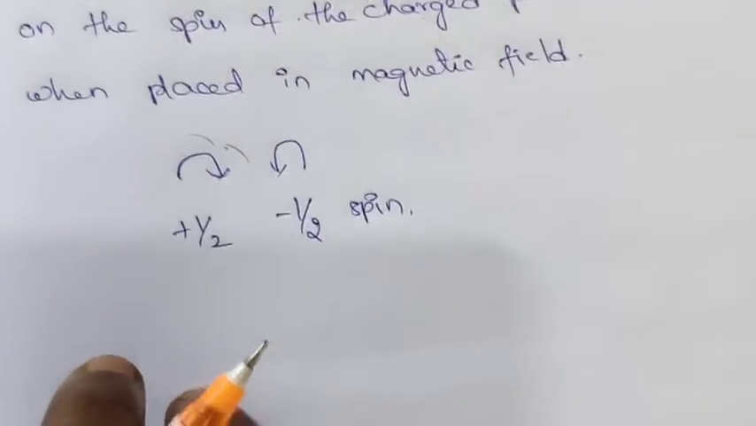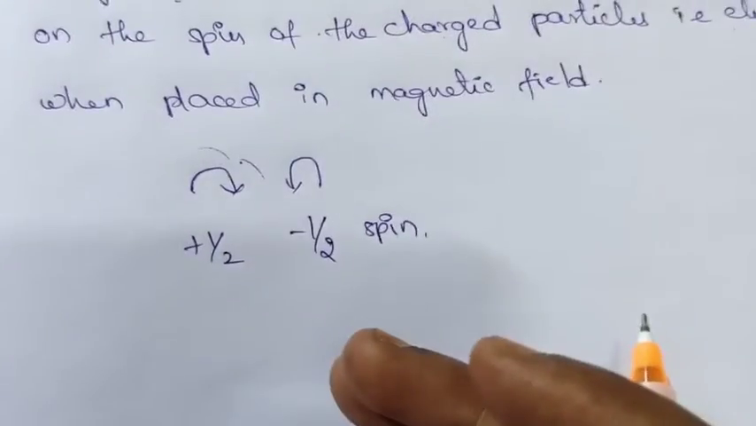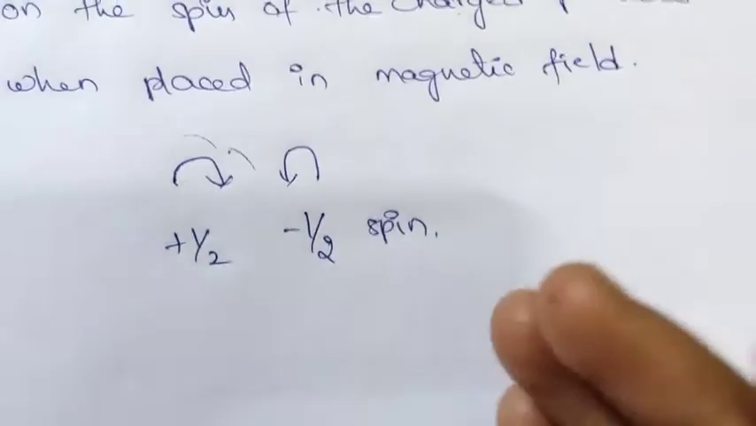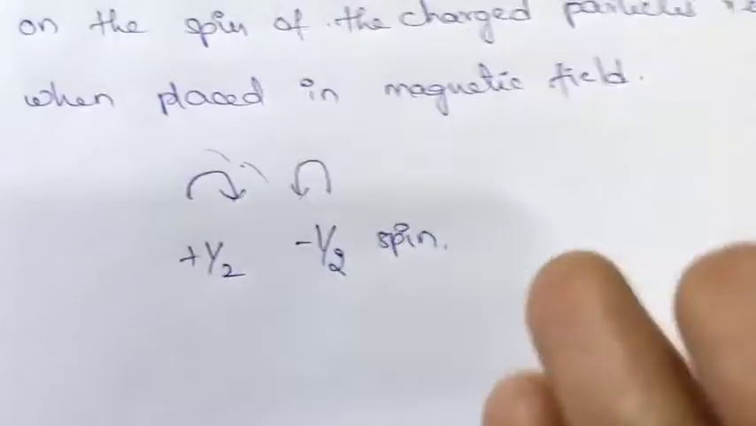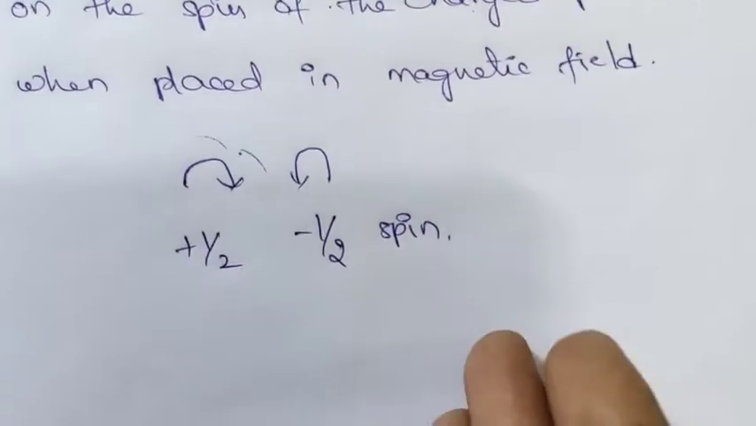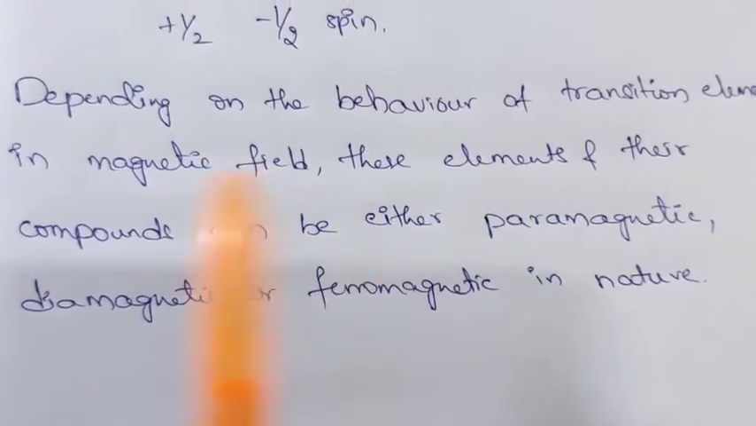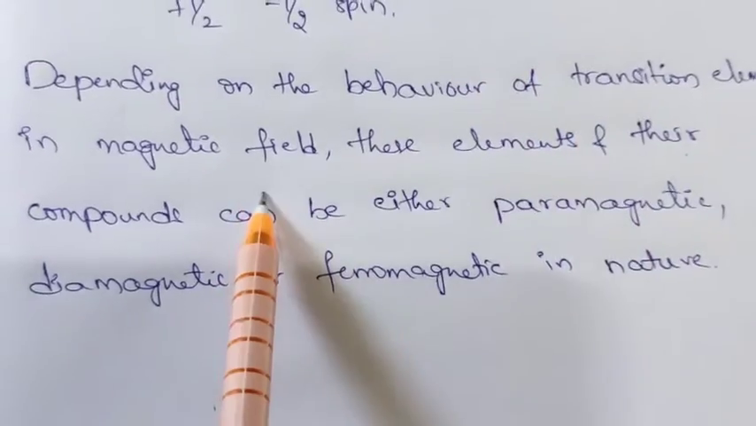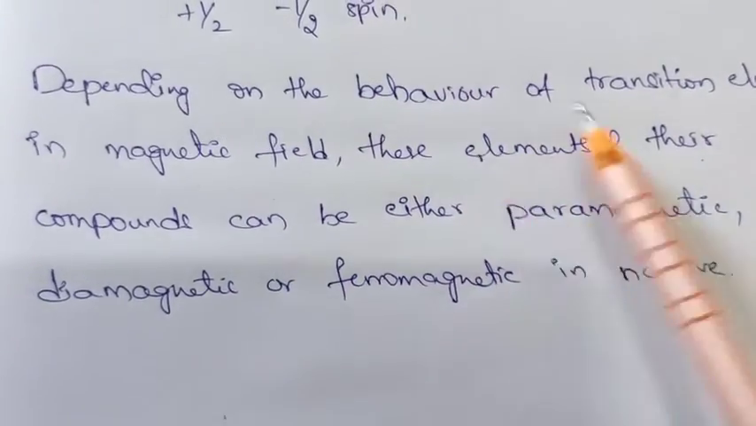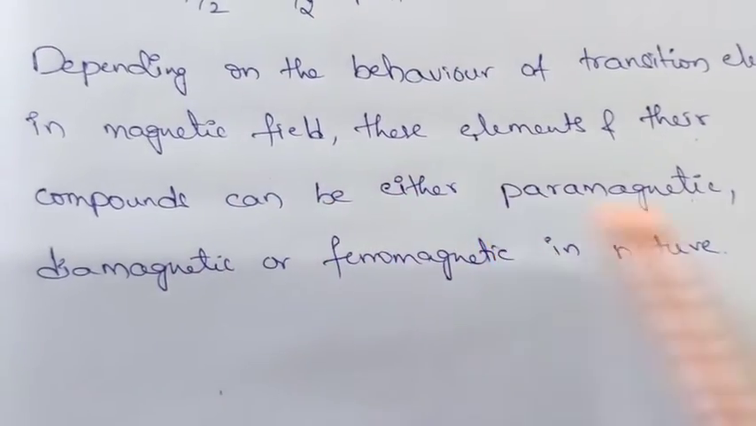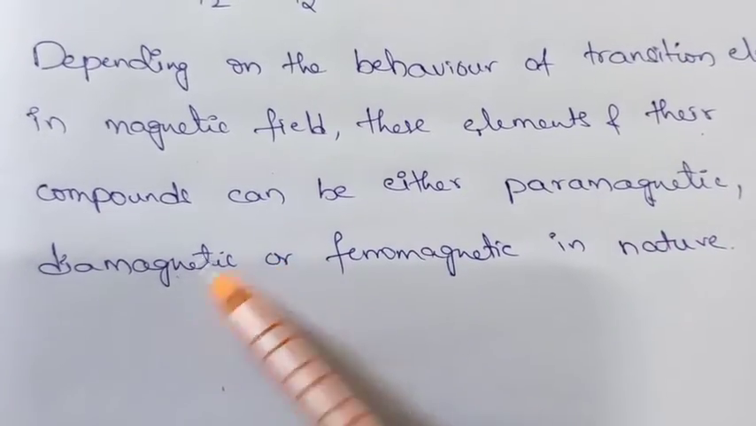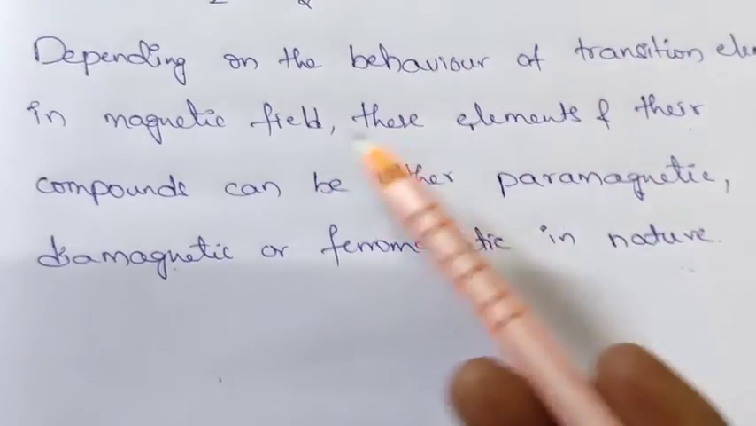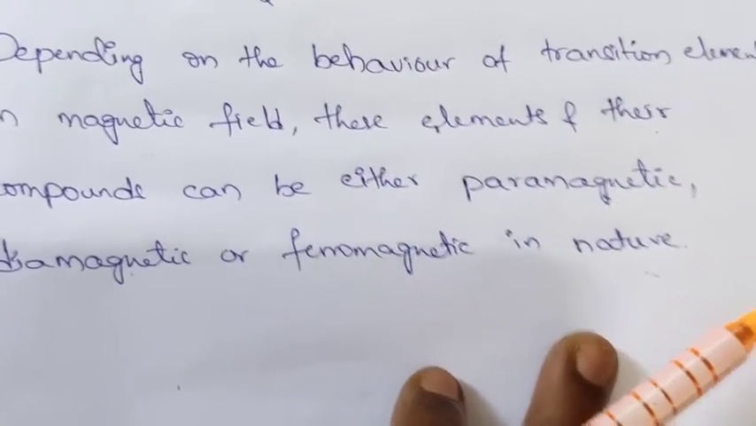These transition elements show different types of magnetic nature, depending on their behavior in the magnetic field. Depending on the behavior of these transition elements in the magnetic field, the transition elements and their compounds can be either paramagnetic, diamagnetic or ferromagnetic in nature.